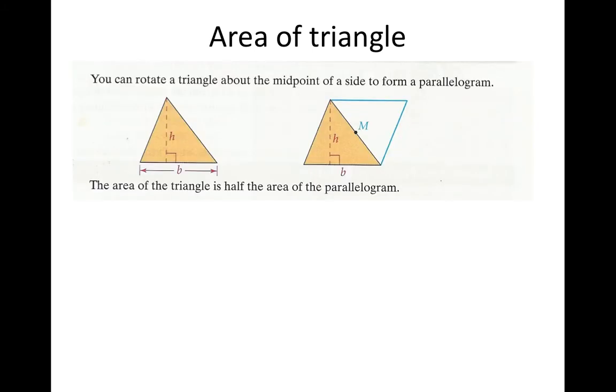Now let's talk about the area of a triangle. Notice that if I take any triangle, I can rotate it around the midpoint of a side to form a parallelogram. And it makes two triangles that are exactly the same. Therefore, each triangle has 1/2 of the area of a parallelogram. And a parallelogram, we just got through saying, is base times height. So a triangle is half of that, so the area of a triangle is 1/2 base times height.